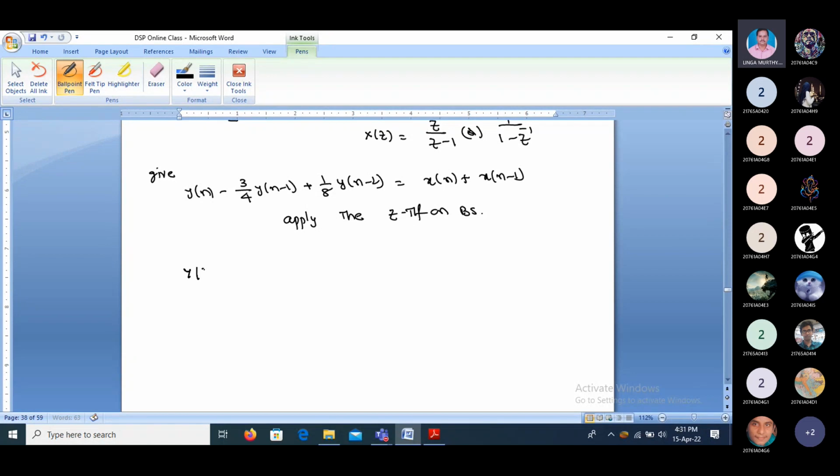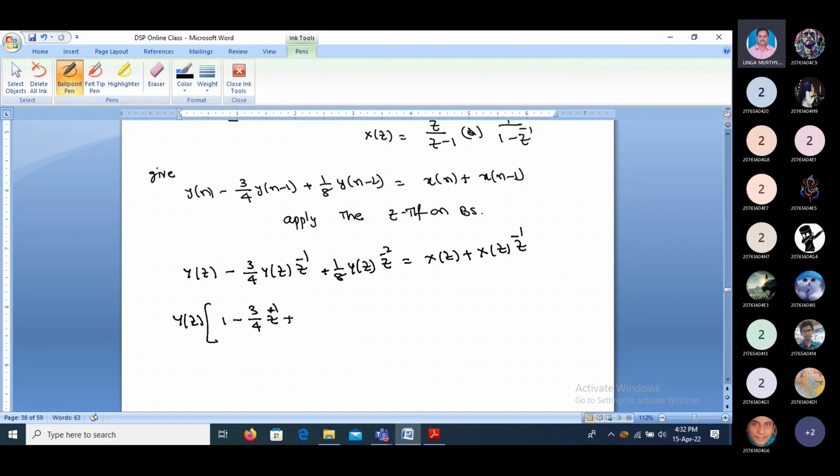So first, y of z minus 3 by 4 into y of z into z power minus 1 plus 1 by 8 into y of z into z power minus 2 is equal to x of z plus x of z into z power minus 1. No need for x of minus 1, x of minus 2, y of minus 1, y of minus 2 here, because all the system initial conditions go to 0. So from this you can go for y of z is equal to x of z into 1 plus z inverse, divided by 1 minus 3 by 4 into z inverse plus 1 by 8 into z power minus 2.